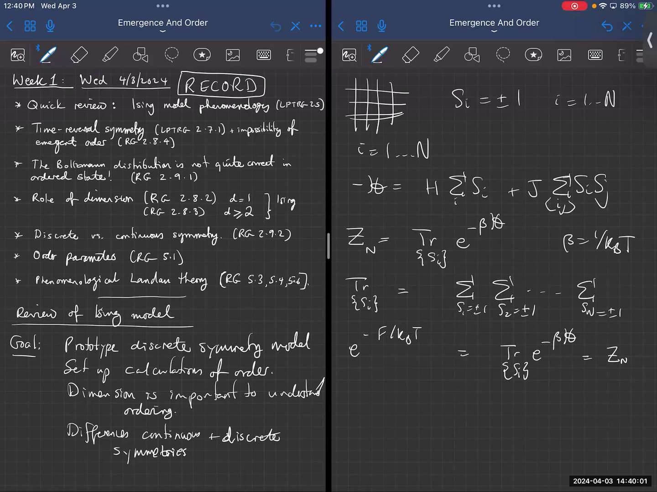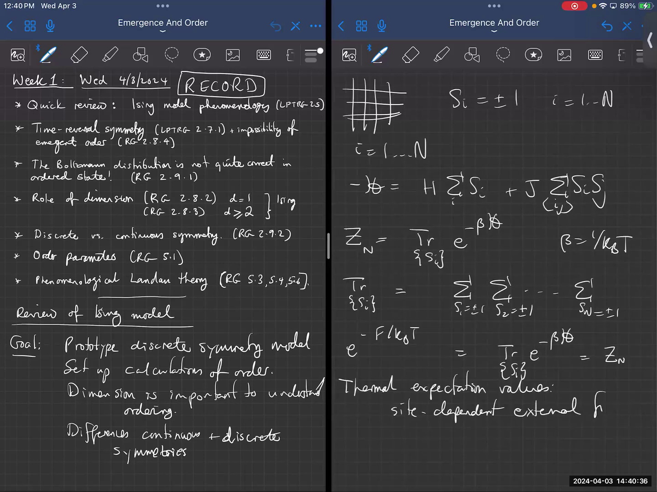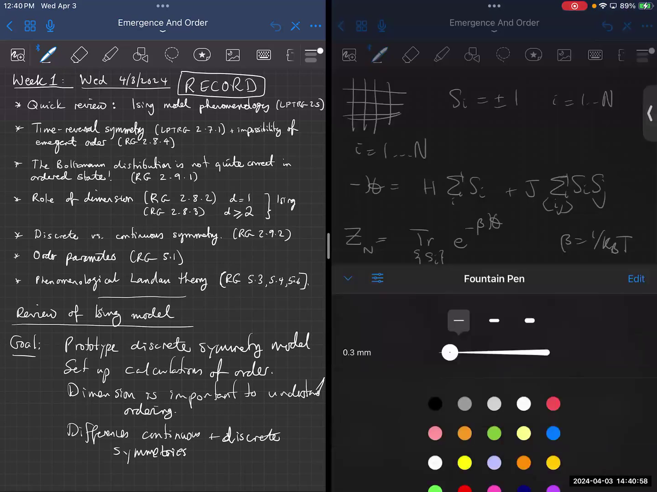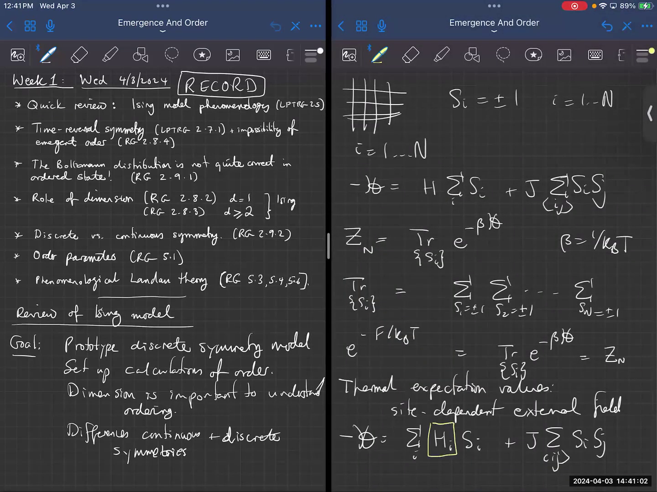And if I want to compute expectation values, so we'll call these thermal expectation values, then we would do, for example, the following: I make a site dependent external field H. So the Hamiltonian is sum over i, H_i s_i plus J sum over nearest neighbors i and j, s_i s_j. So I write the Hamiltonian like this. And so what I have here is a site-dependent external field.